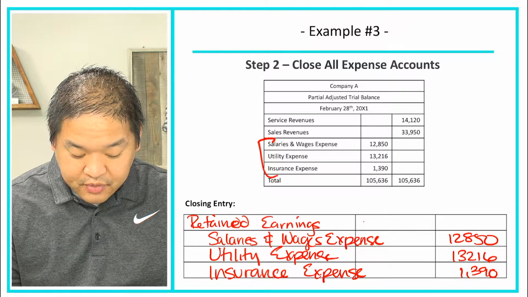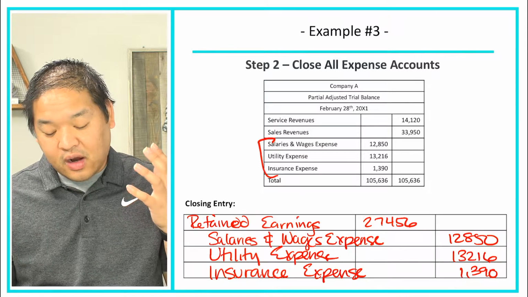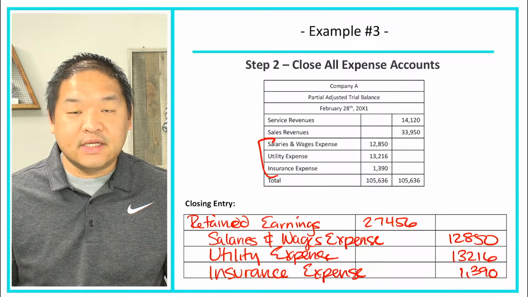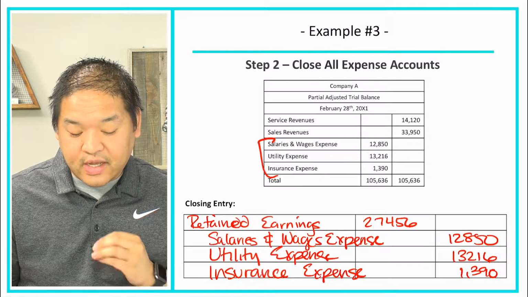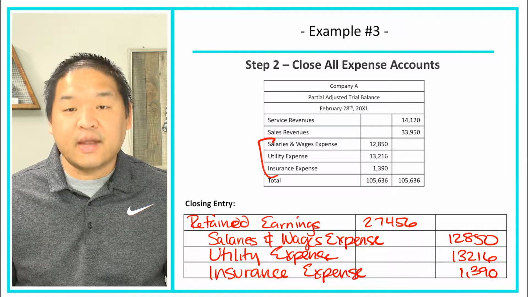And when you add them up, you get 27,456. So our expenses equaled 27,456 against our revenues of 48,070. So that's what that looks like.